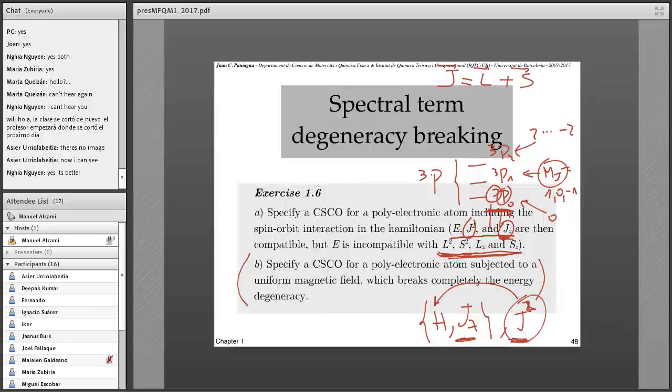And so, for instance, these three states, which were degenerate for the isolated atom, become non-degenerate. Instead of one energy, we have three energies, and here we have five energies. So the degeneracy of the energy levels is completely broken. And then, by giving the Hamiltonian, we specify a single state. So when we have a magnetic field, the Hamiltonian by itself is a complete set of commuting observables.